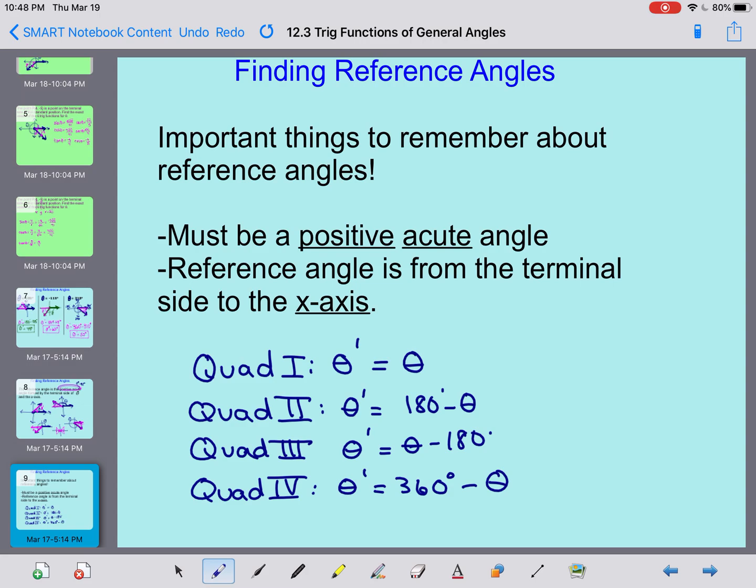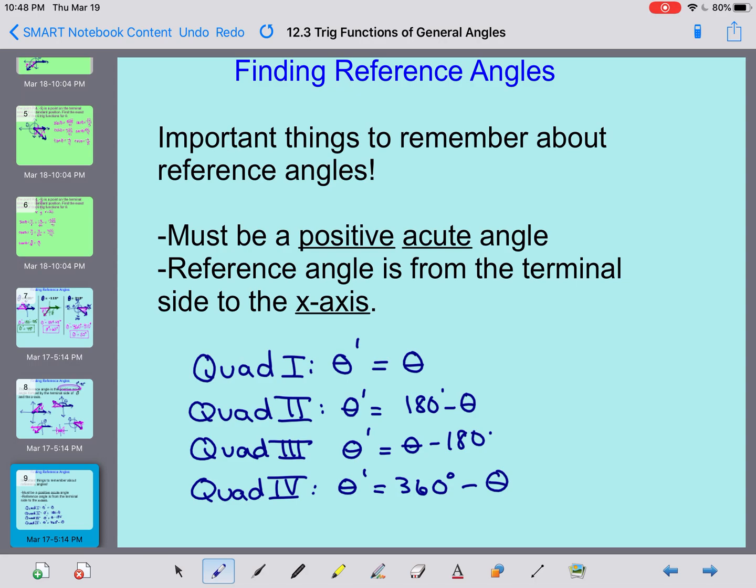This is such an important skill. As we move forward, if you cannot find a reference angle, you basically cannot do the rest of the chapter. You need to know how to do this, so we're going to spend some time on this. If you have questions, ask. Some people get it faster than others, so just be patient with yourself. Keep asking questions, but eventually it will hopefully click. And once it clicks, you'll be like, oh, okay, I got it. We're good. And it'll make everything so much easier.